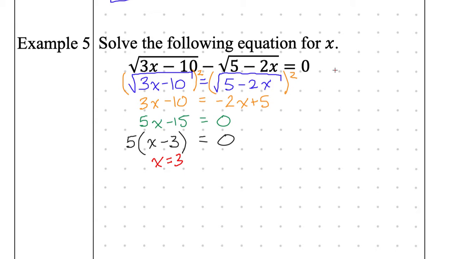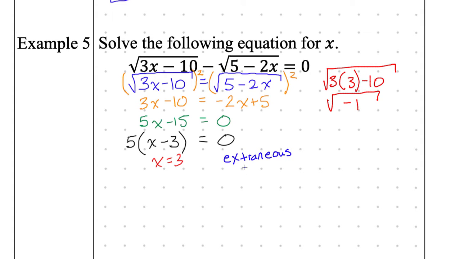So when I come back up here, I'm going to plug it into the blue equation. Oh, weird things happen here. Check this out. When I plug in the 3 here, I'm going to get 3 times 3 minus 10, and that's going to be the square root of negative 1. And I'm not allowed to do that. So that actually is an extraneous solution right here. So this is an extraneous solution, so the answer is no solution.